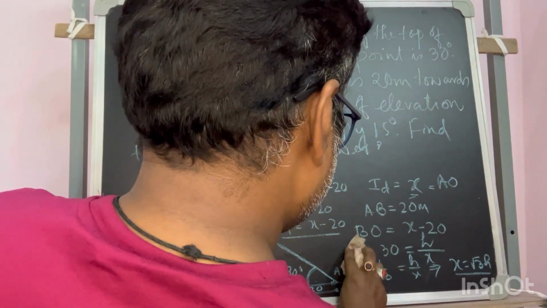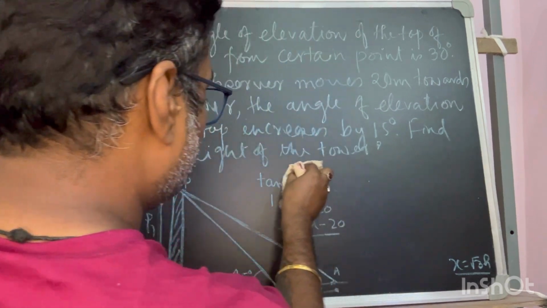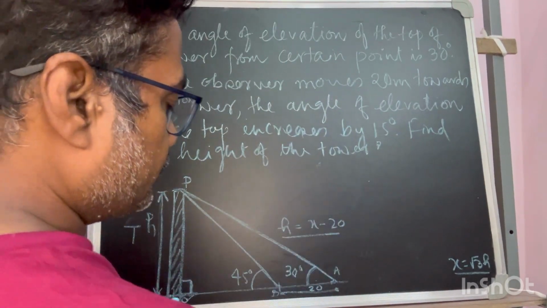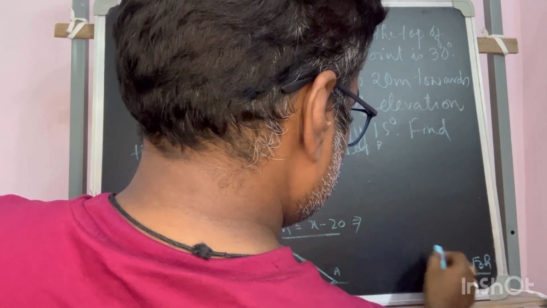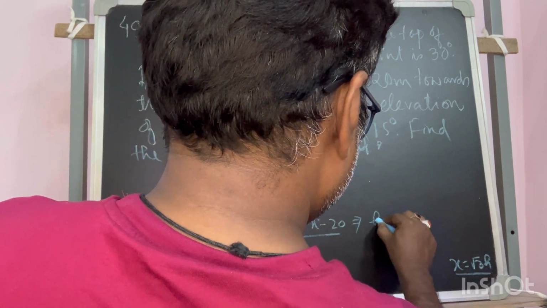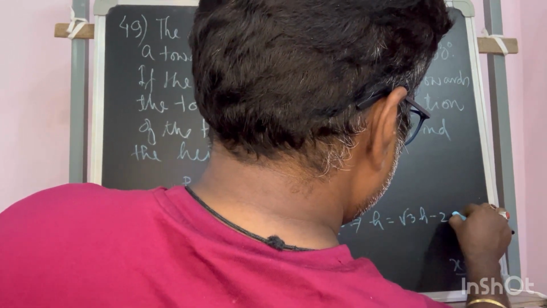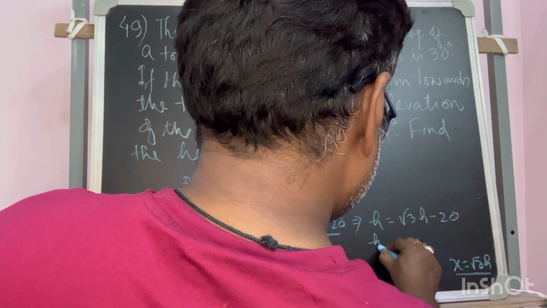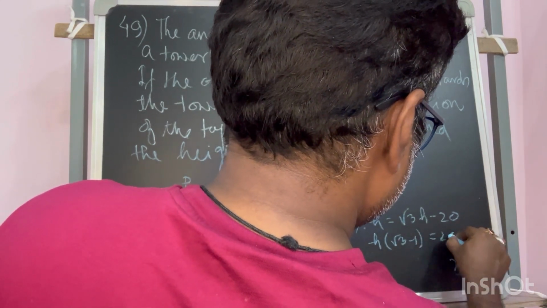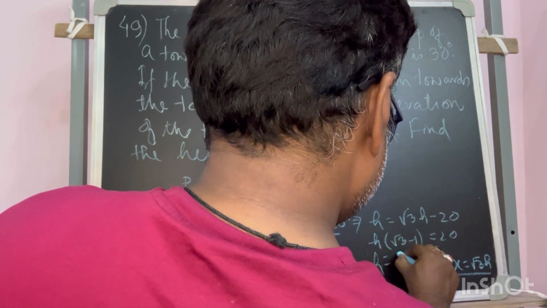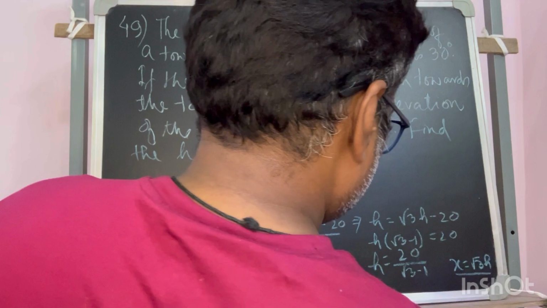Now I can erase all the other parts which are not needed. Now only these two equations are needed: x is equal to root 3 h, and h is equal to x minus 20. If I replace this x value here, I get h is equal to root 3 h minus 20. So h into (root 3 minus 1) is equal to 20, and h is equal to 20 upon (root 3 minus 1).